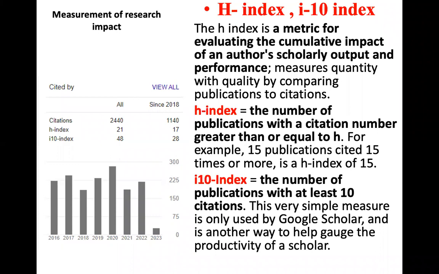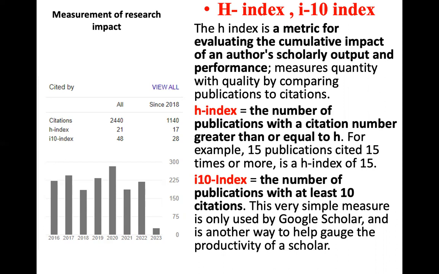What is the H index? If you see the left picture, it is written H index 21 and I10 index 48. This is my profile. H index is the number of publications with a citation number greater than or equal to H. That means if you have 15 publications and each is cited 15 times, then your H index is 15. If you have published two papers and each is cited two times, then your H index is 2.